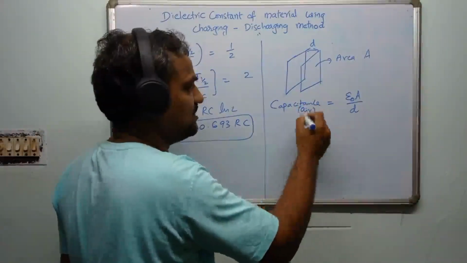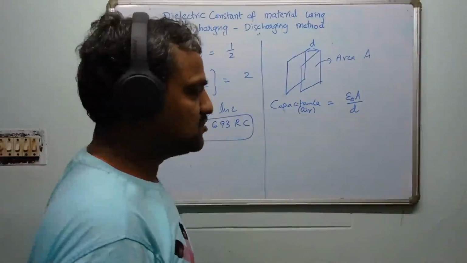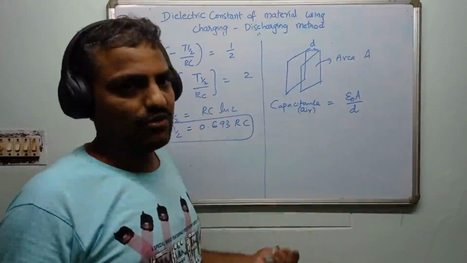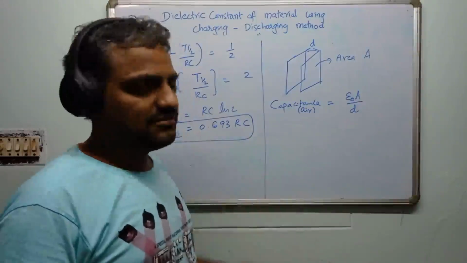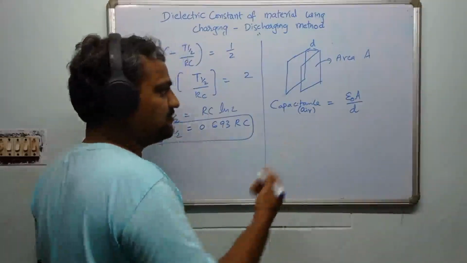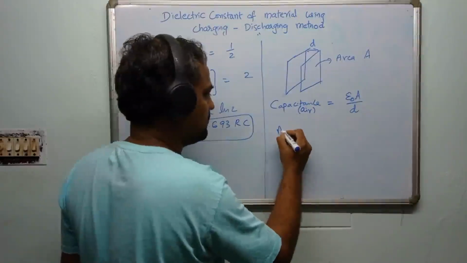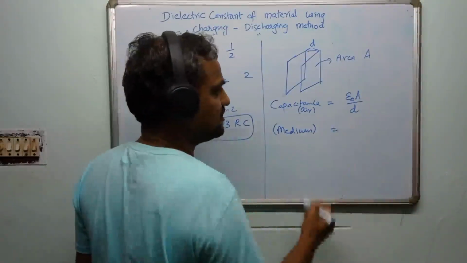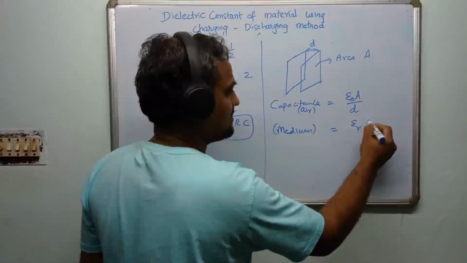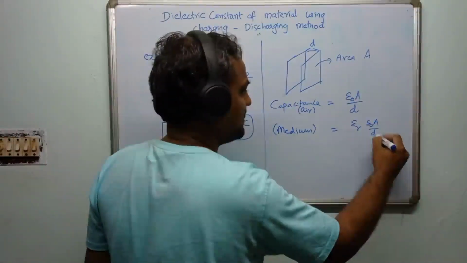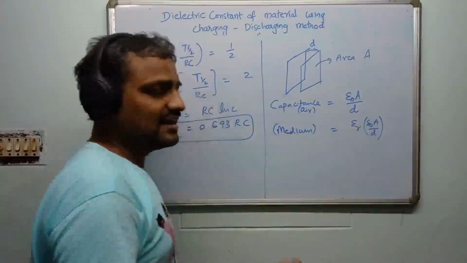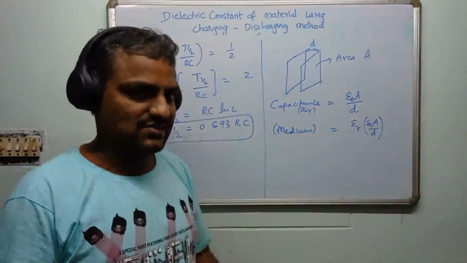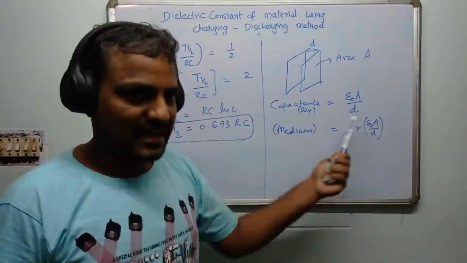But usually for electrolytic capacitors, they use some oxide layer as a sandwich between the anode plate and cathode plate. So that will act like a dielectric. So with some medium, the same capacitance is going to be epsilon R times epsilon 0 A divided by d. So the dielectric constant epsilon R of the material is going to enhance the capacitance by that many times.